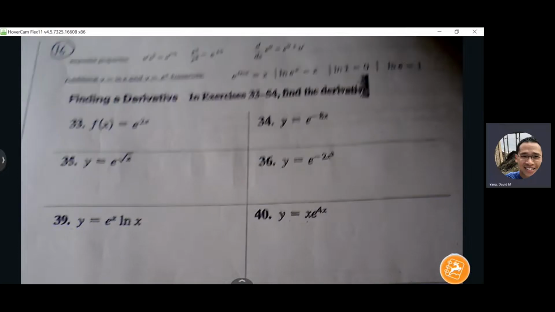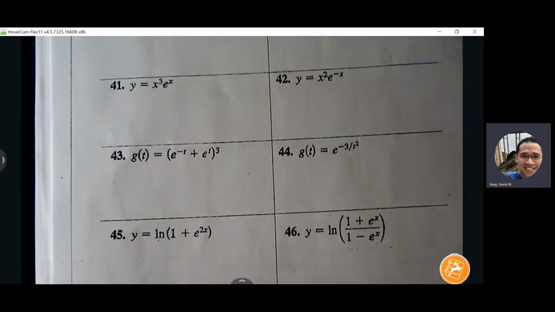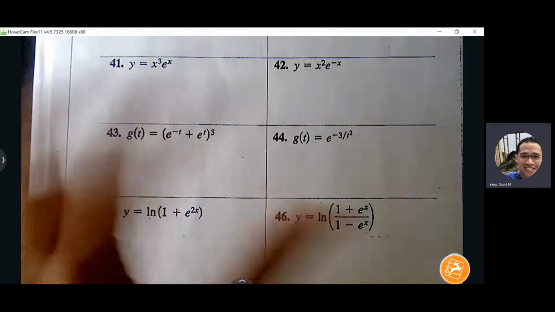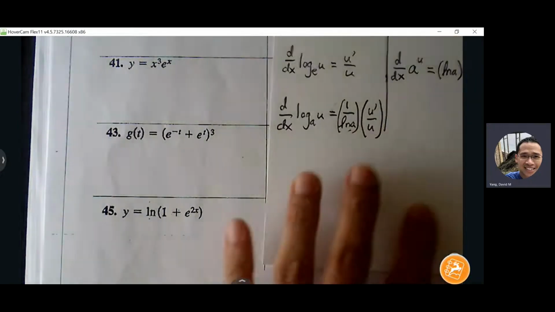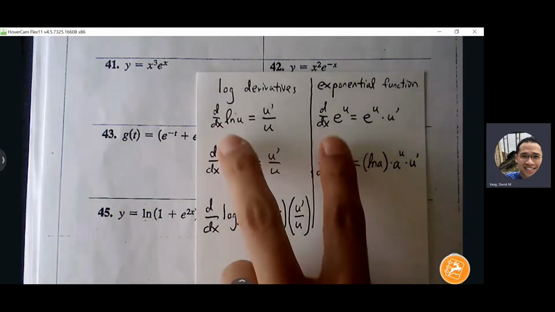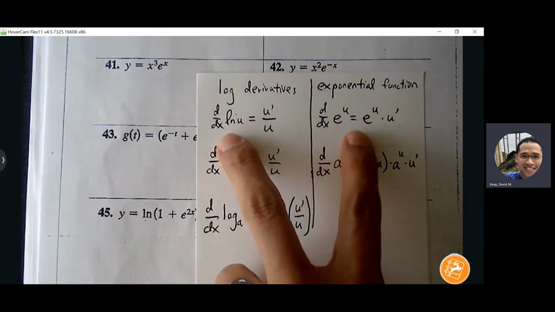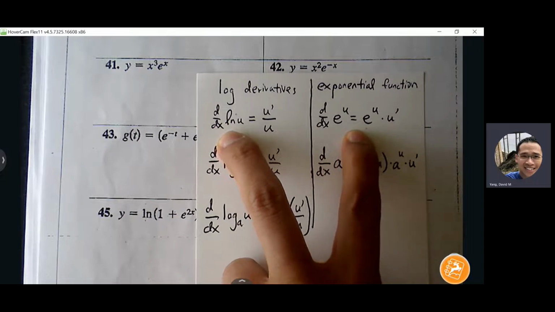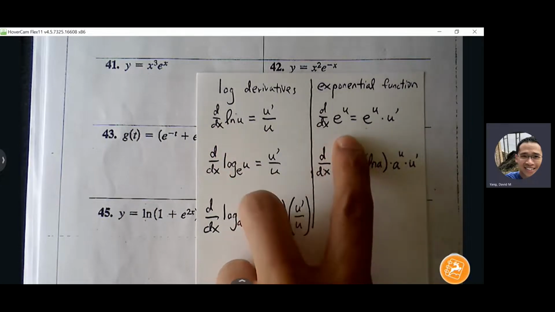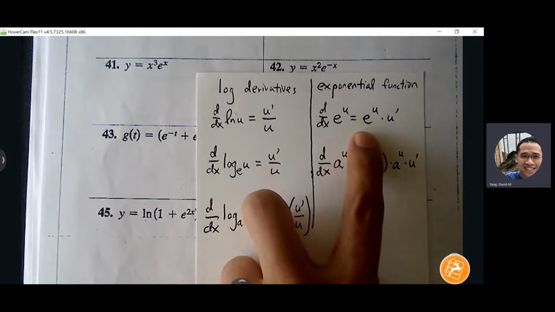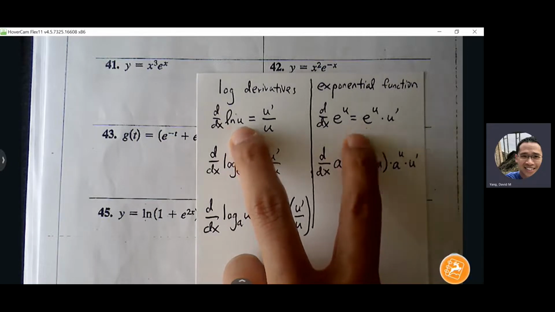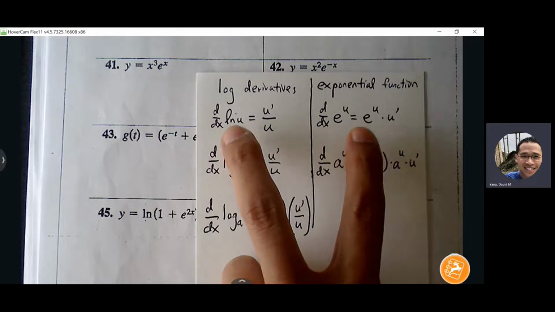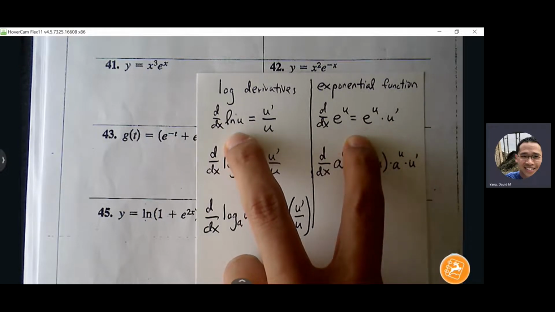Let's go to 42. And then we're just going to kind of work through the bottom half of the page here. We're just finding derivatives. These are the rules that we've worked on so far. Log derivatives, natural log is u prime over u. And then exponential function e to the u is e to the u times u prime. We're going to be building off of these to extend it to derivatives of other bases. But we're going to get some more practice with these two now.